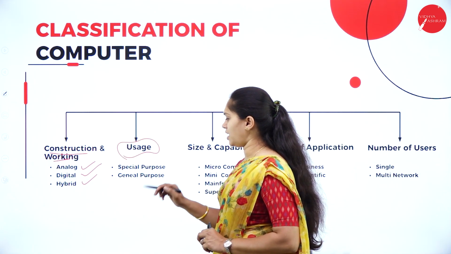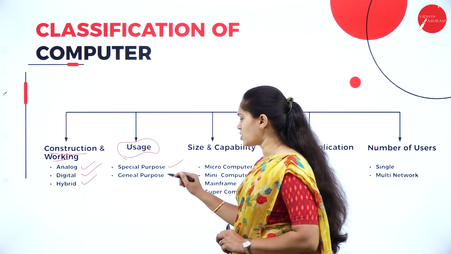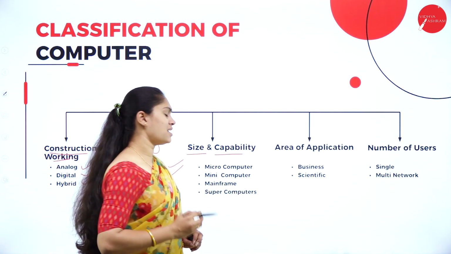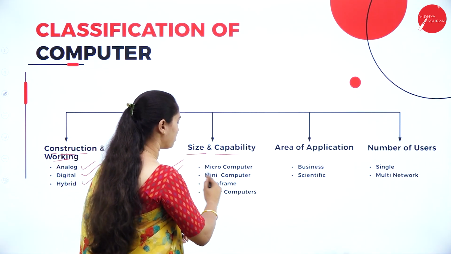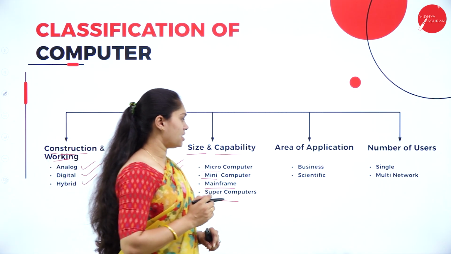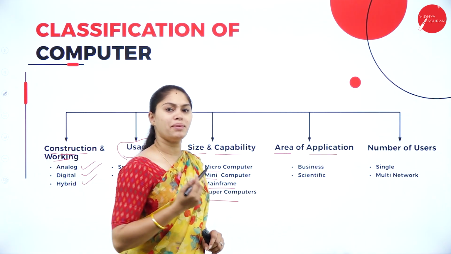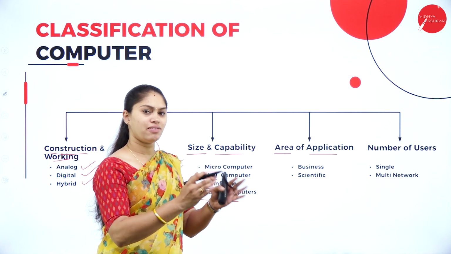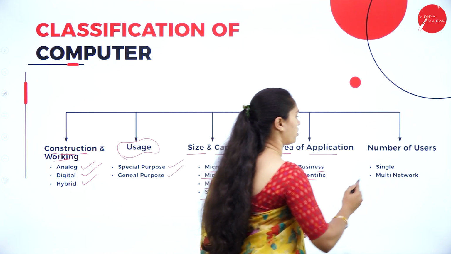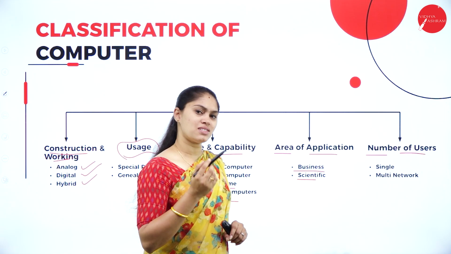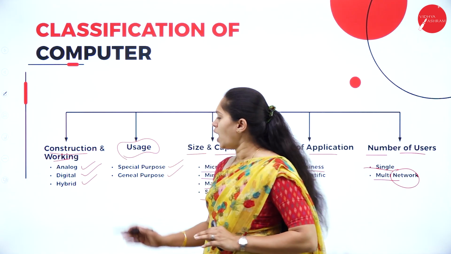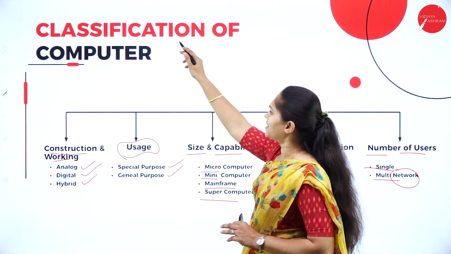Then on the basis of usage, it can be used for special purpose or for general purpose. After that, on the basis of size and capability or capacity, we have a microcomputer, minicomputer, mainframe computer, and then supercomputers. After this, area of application: in what field are we using this computer, in terms of business and for scientific reasons. And at last, number of users: do we have a single user or multiple users, or is it related to a network? On the basis of all these criteria, we are going to classify the computer.